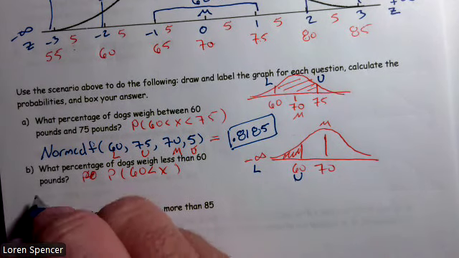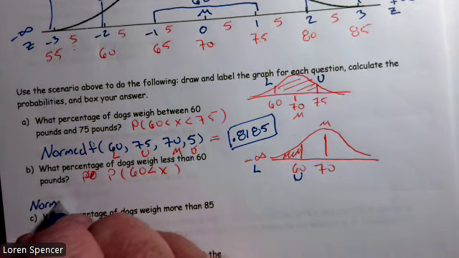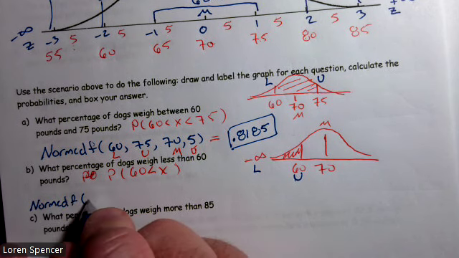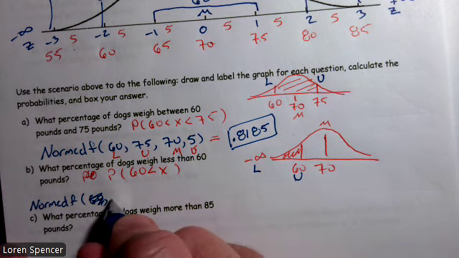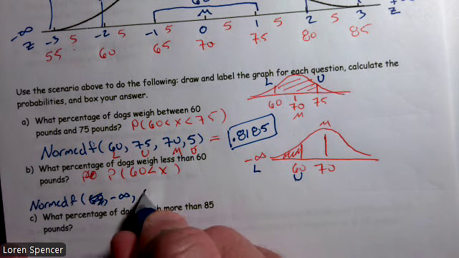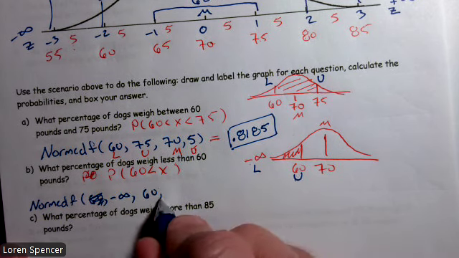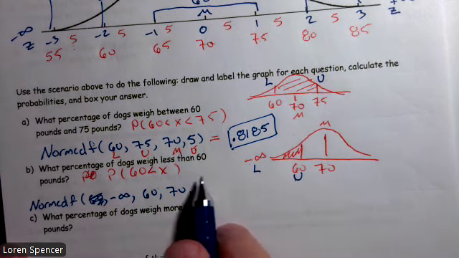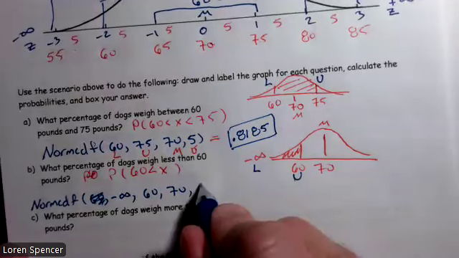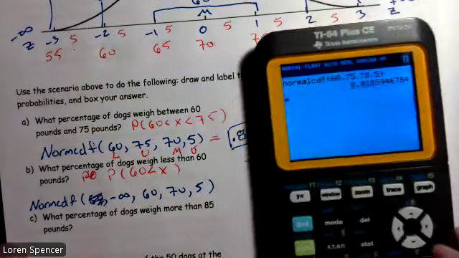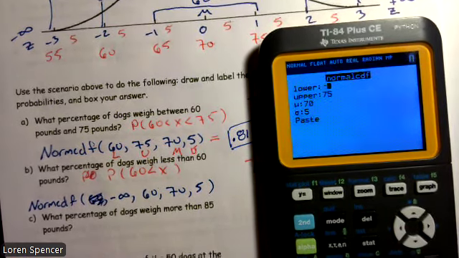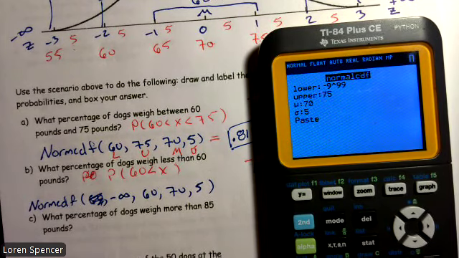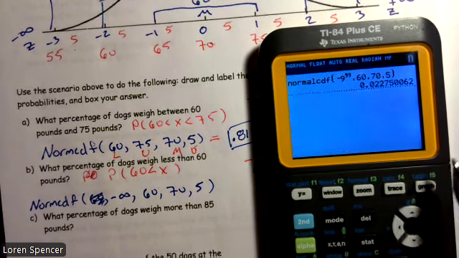So norm CDF, lower bound of 60. Oh, excuse me. I shaded to negative infinity, so lower bound of negative infinity, upper bound of 60, mean of 70, standard deviation of 5, because that's what we've had the whole time. Second vars, normal CDF, lower bound negative 9 raised to the 99th, upper bound 60, that's what we shaded to, mean of 70, standard deviation of 5, and we end up getting 0.0227.